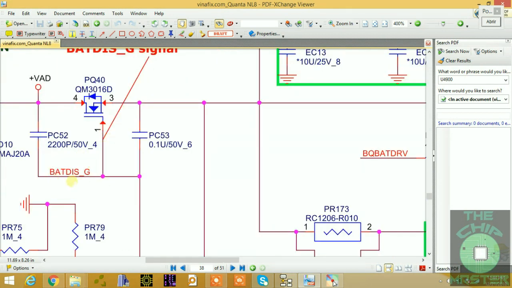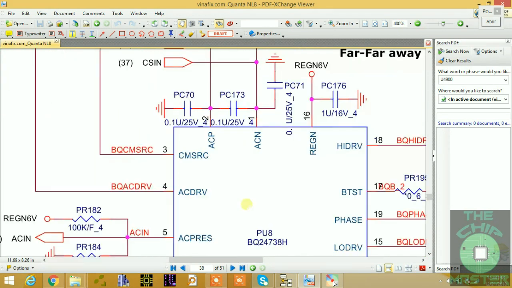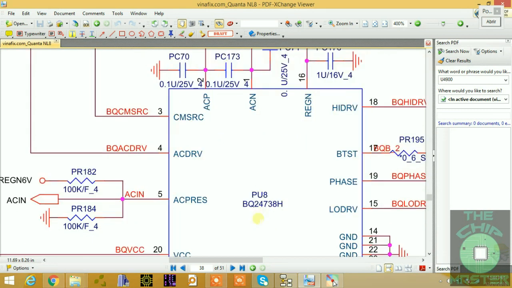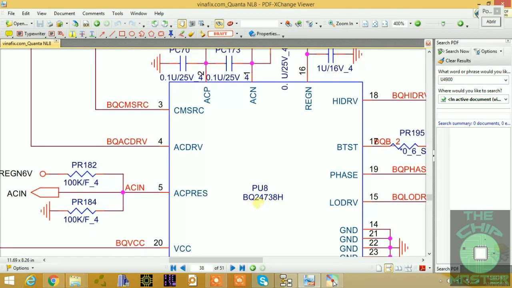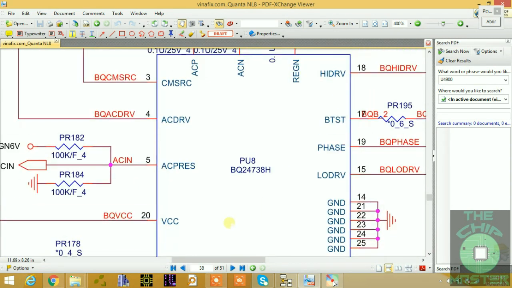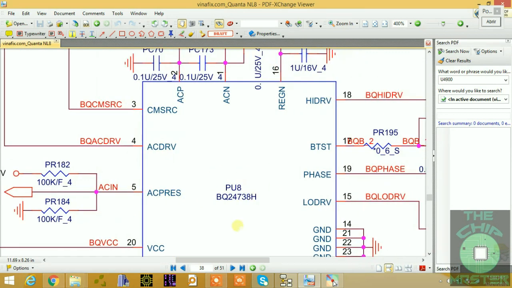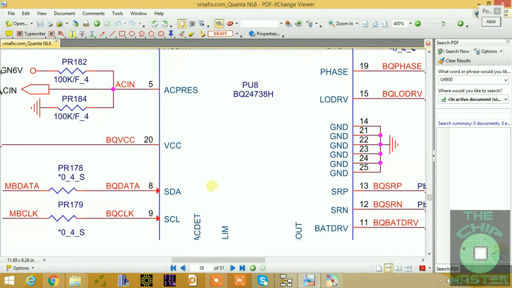as you see, by the bat discharge underscore gate coming through this IC. This is your charging IC PU8, which is a BQ24738H. As you can see, this is the BQ24738 IC, completely an SM bus charging IC. These are the new models of charging IC that are now on most notebooks.